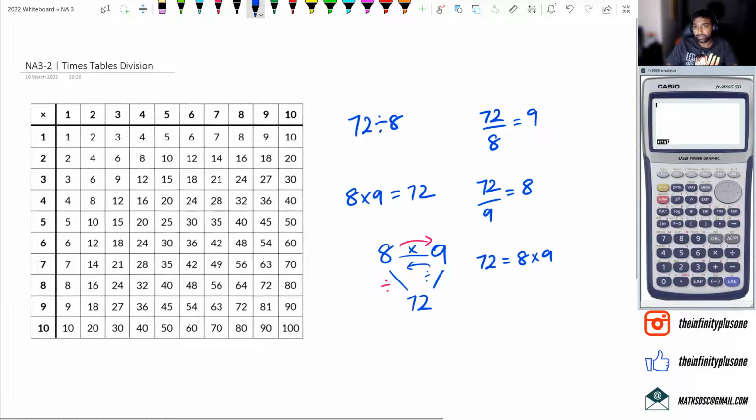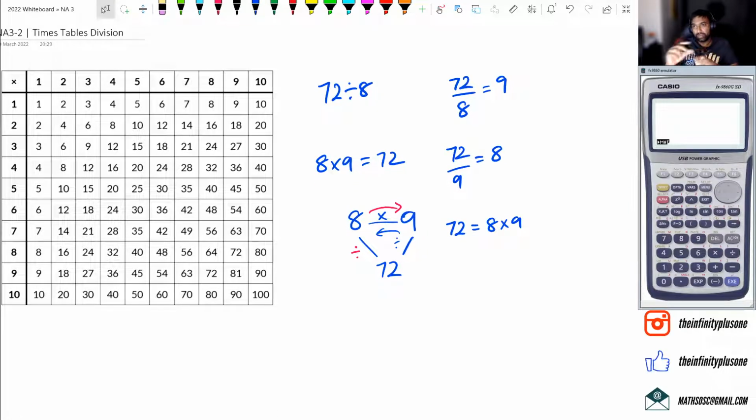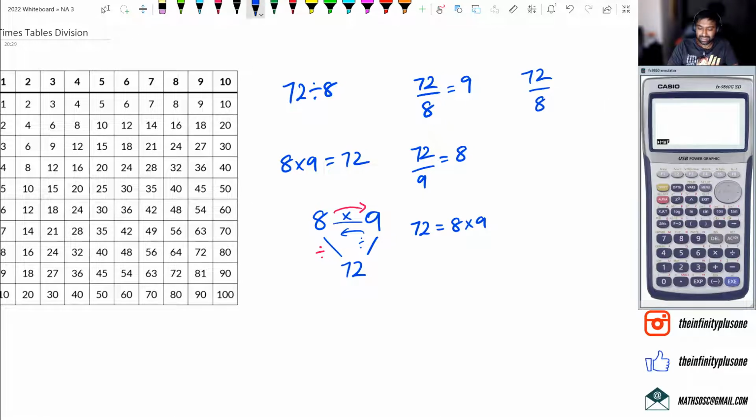Why do we want to learn this real quickly? Because if you can understand how this works with the times table, then when you start doing things with algebra, it becomes a lot easier. If you have not done algebra, I probably would not watch past this point. But just to give you an idea, we can say 72 divided by 8 is equal to x, because we don't know what it is. This is the same thing as saying 72 equals 8 times x. But we know that 72 divided by 8 is 9, so we can say that x is equal to 9.